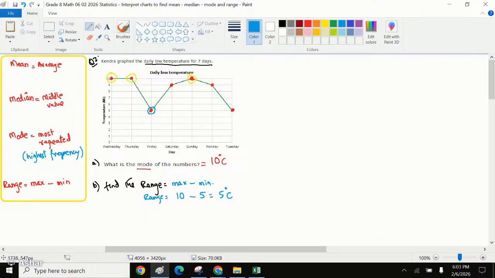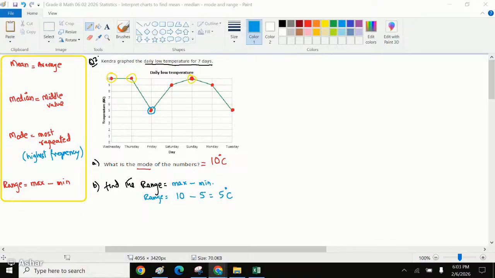So we are just doing partial, right? We're not doing all the parts. So they only ask us what is the mode. We can find the range, we can find the median, we can find the mean as well for this information. Let's move ahead to the next question.